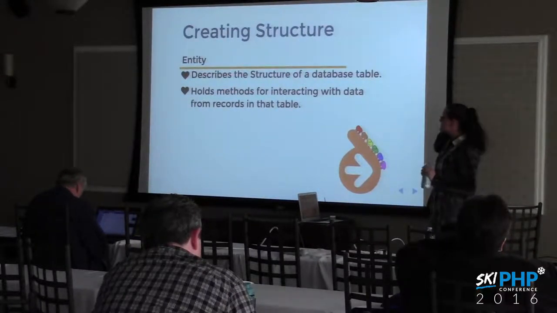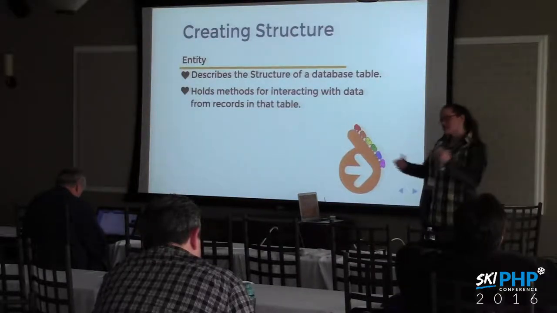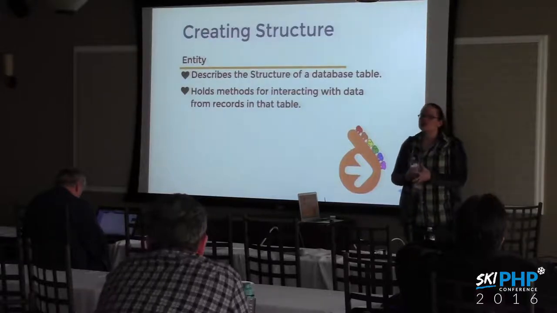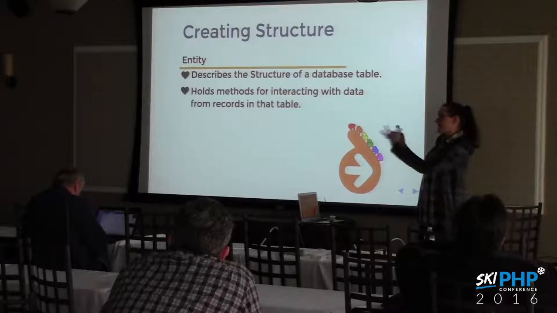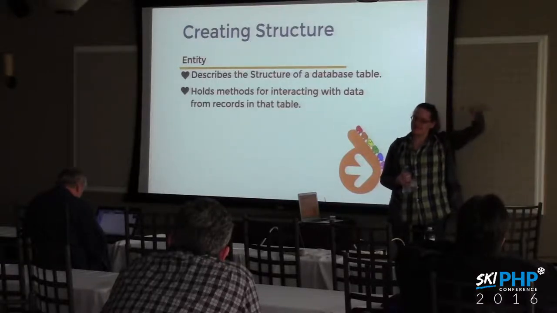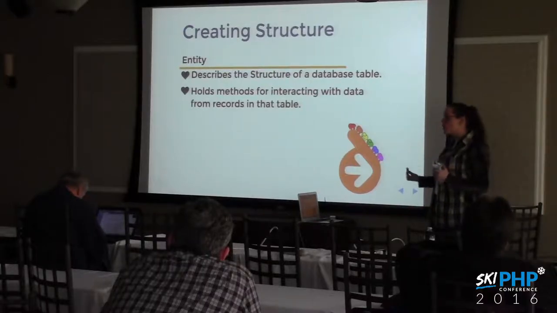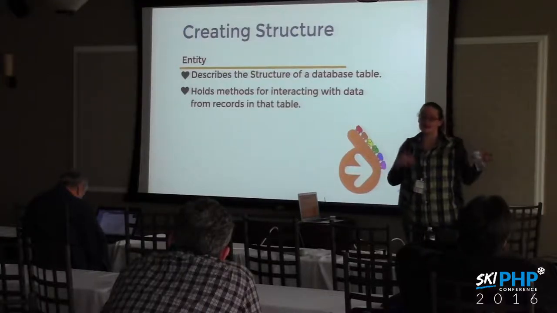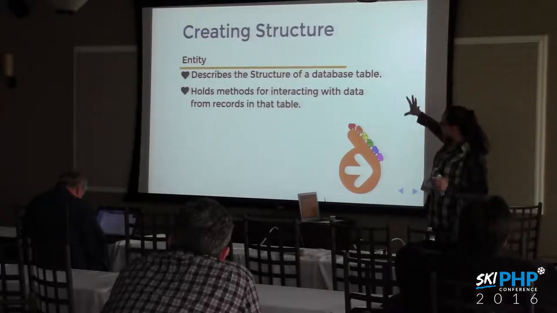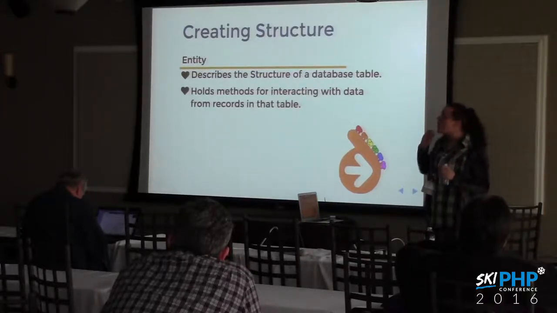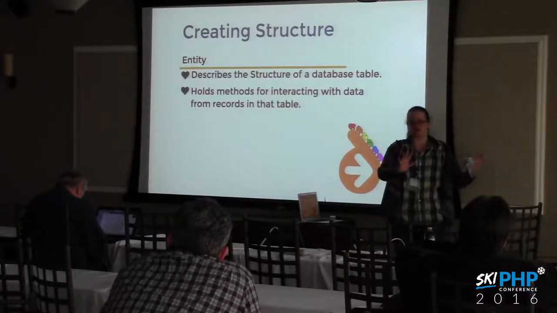Okay, so creating the structure of your project's database. Because it's an ORM, what we're doing is we're going to create objects that describe how we want the data stored in our database, and then Doctrine's going to set that up in the database for us. So what we're doing is we're making entities. That's what we're calling our objects that are going to translate into structures in the database. So they describe the structure of a database table, and they also hold methods for interacting with data from records in that table.